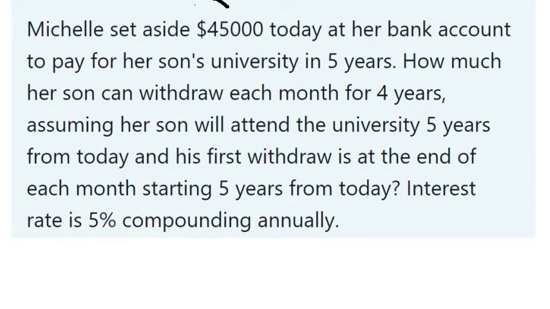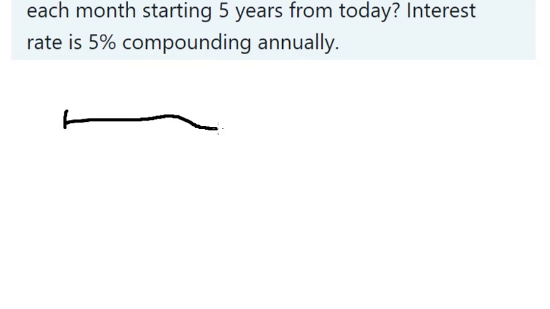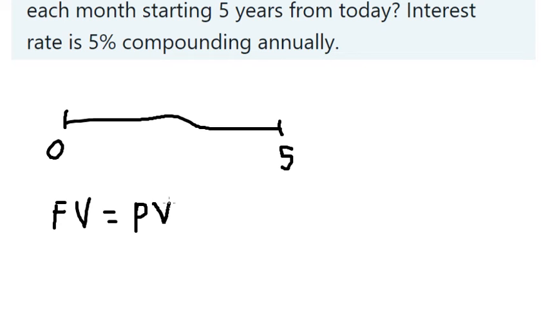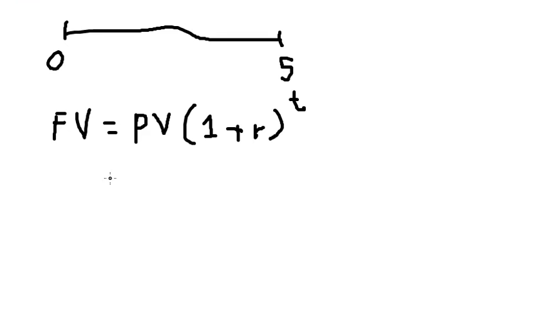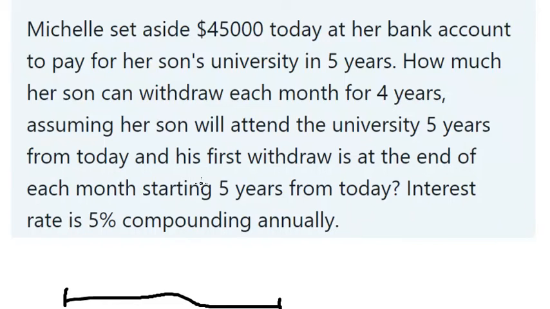We know that she put 45,000 from number 0 to number 5. We can find the future value at year number 5 in here. So we have present value multiplied by 1 plus r to the power of t. We know that present value is about 45,000.